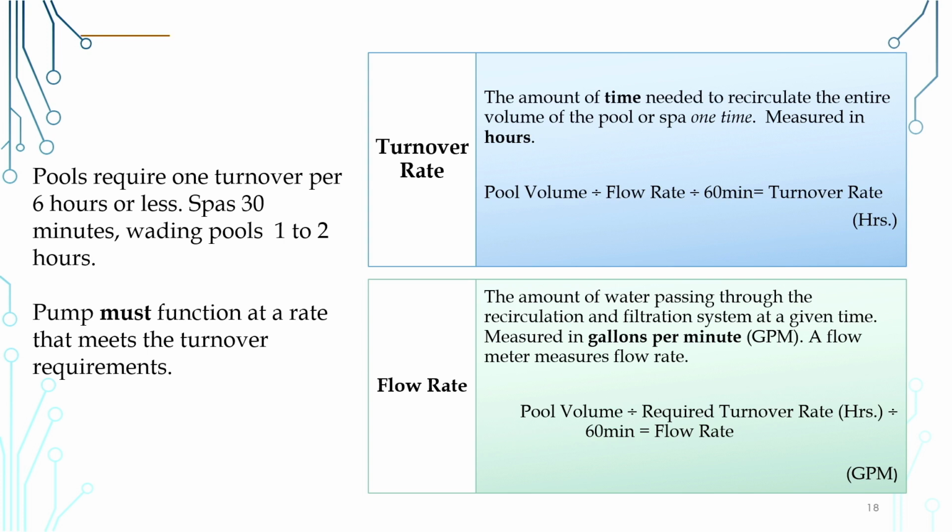Flow rate is the amount of water passing through the recirculation and filtration systems at a given time. Measured in gallons per minute, a flow meter measures flow rate. You can take the pool volume and divide it by the required turnover rate in hours, divided by 60 minutes to get the flow rate.